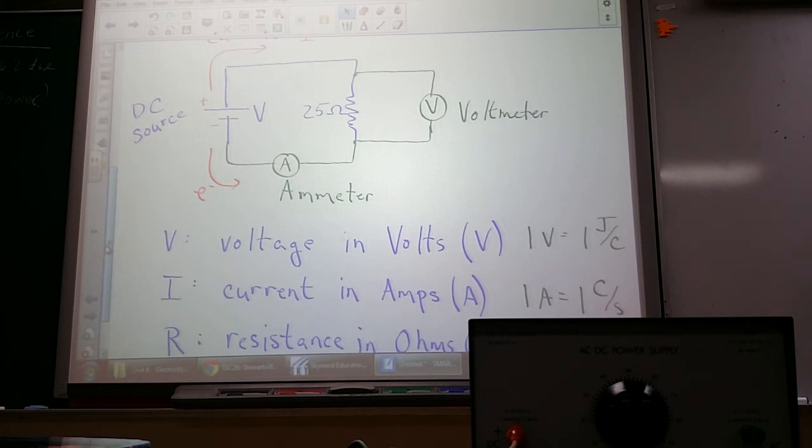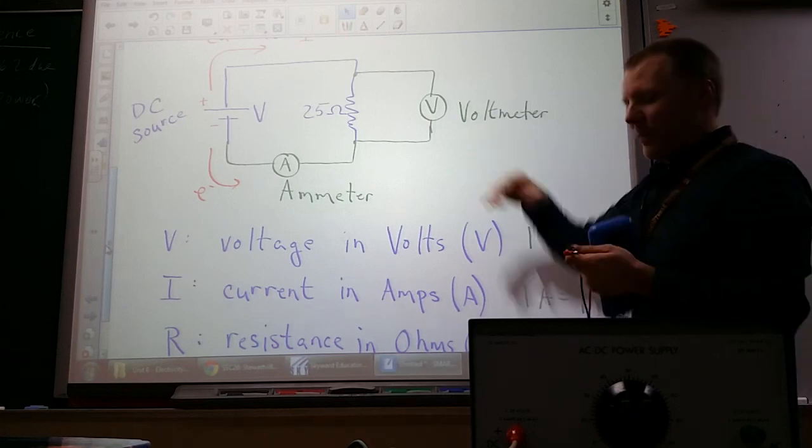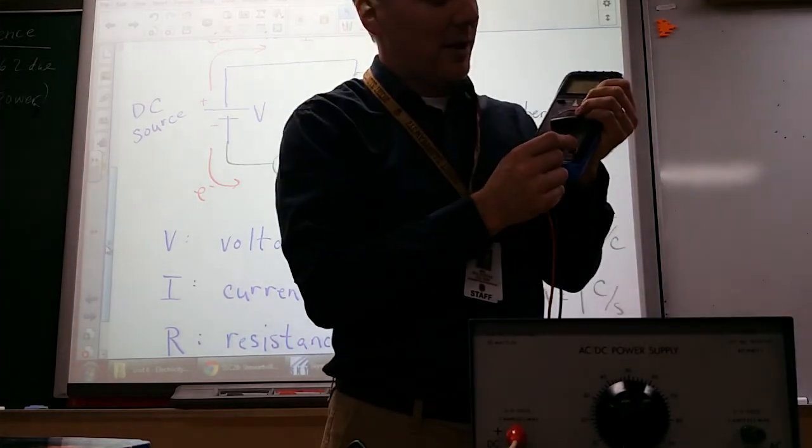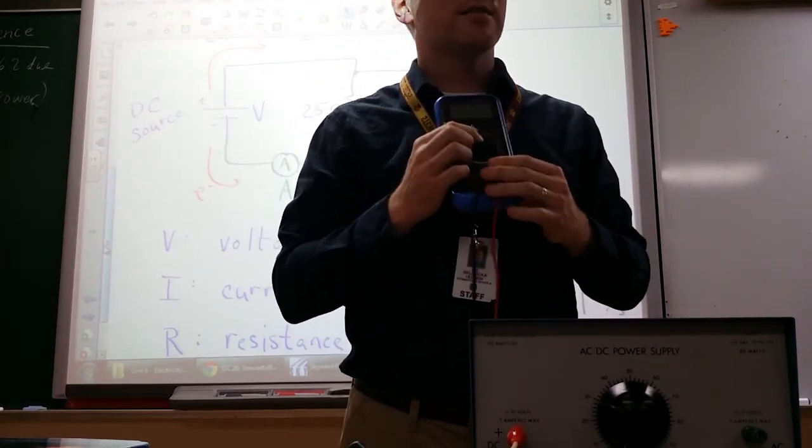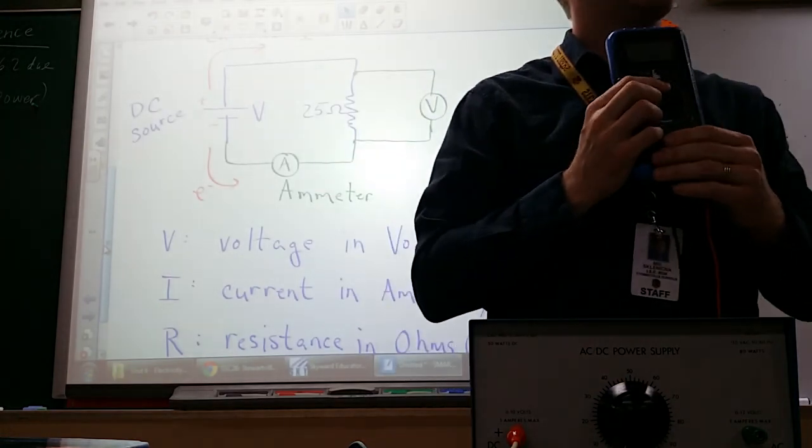Electrons don't care which color the wires are, so don't worry about that. And since the first one I'm going to show you is the voltmeter, I want to choose the common and the voltage one. Then we'll set the dial.